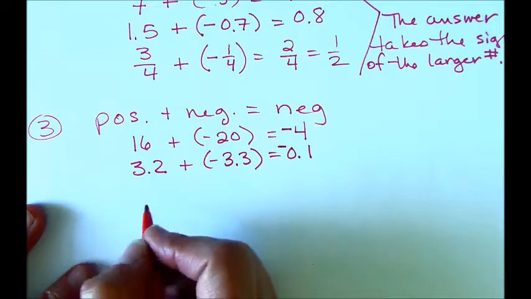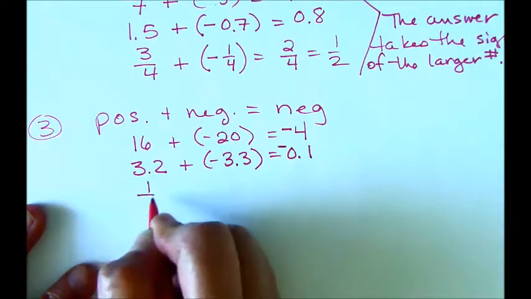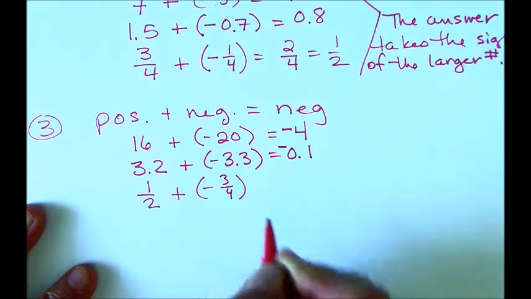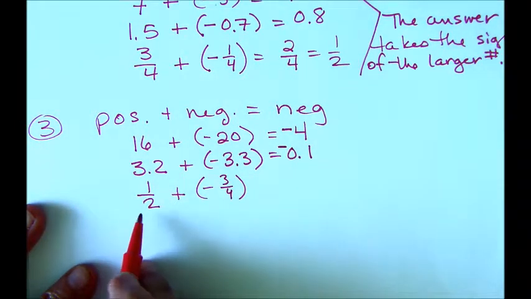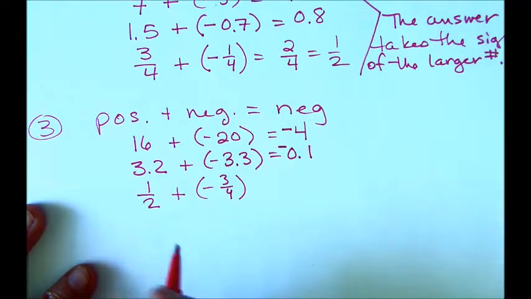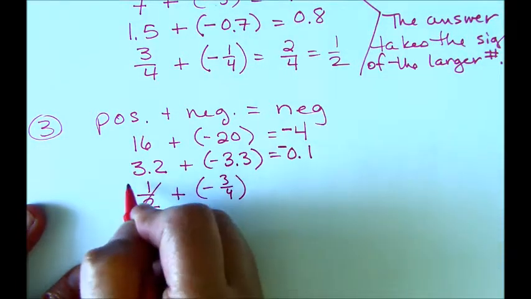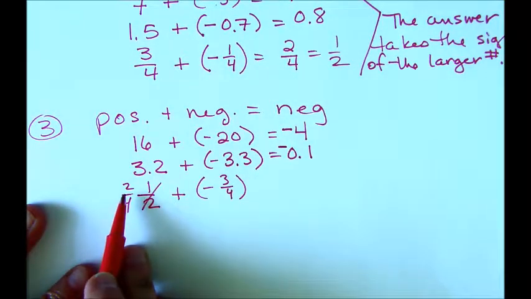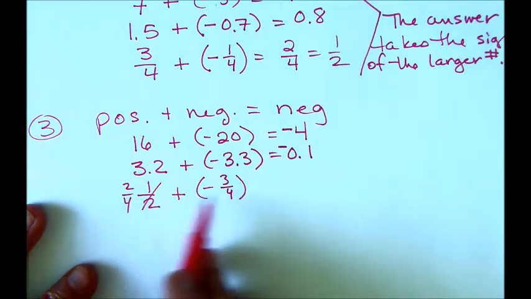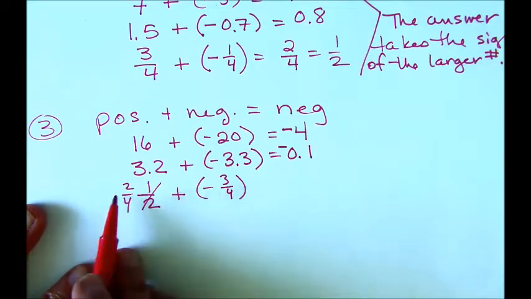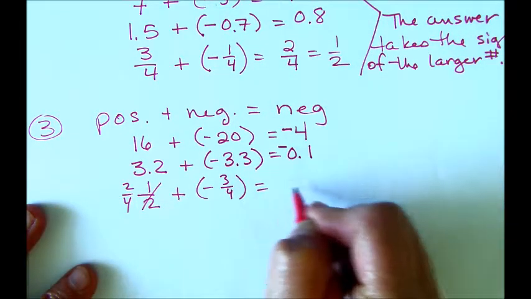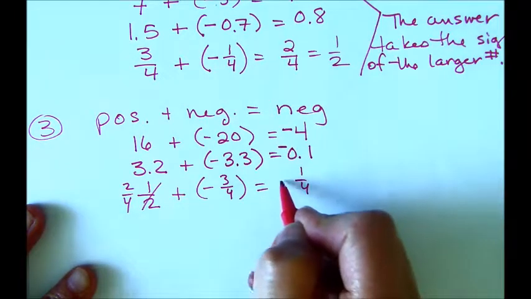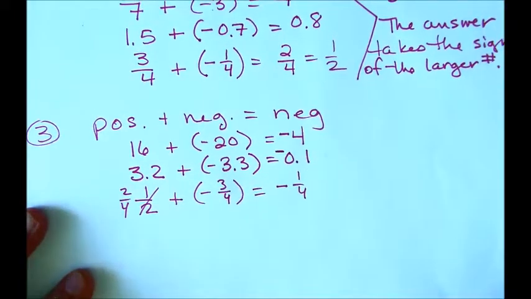And with fractions, let's say we've got 1/2 plus a negative 3/4. Now 1/2, we can convert that to 2/4. So I'll go ahead and cross that out and go 2/4. Again, we're going to subtract 3/4, take away 2/4 is going to be 1/4. 3/4 is larger than 2/4, so it's going to be a negative 1/4.